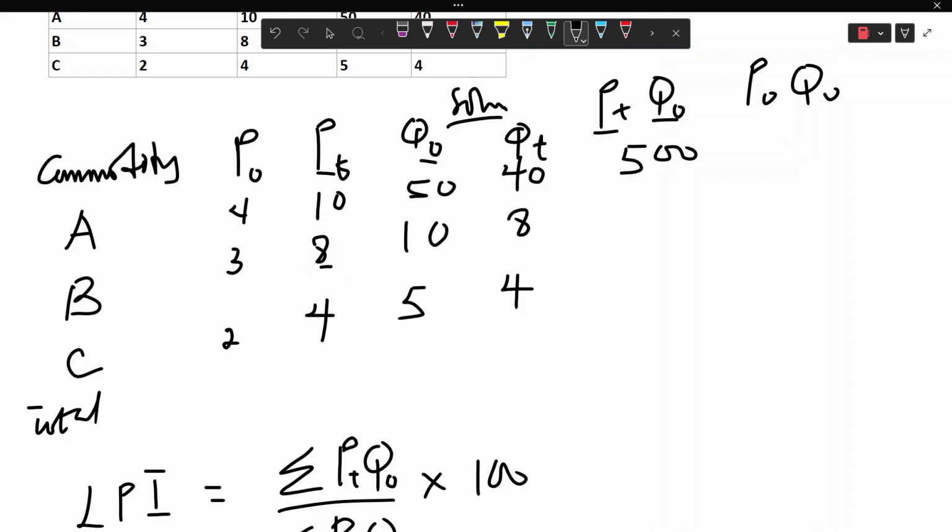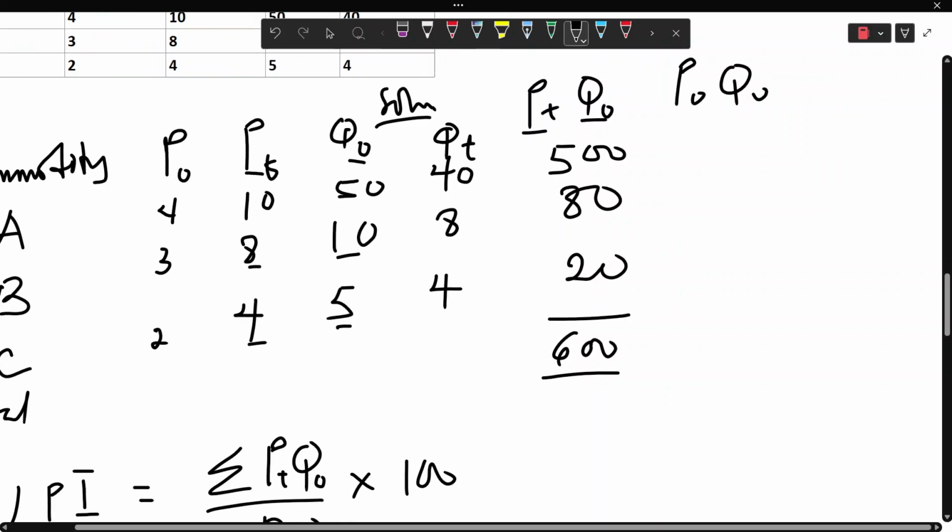Then 8 by 10, 80. 4 by 5, also giving us 20. Now we need to find the summation. So here's sigma, the summation of 500 and 80 and 20, 600.